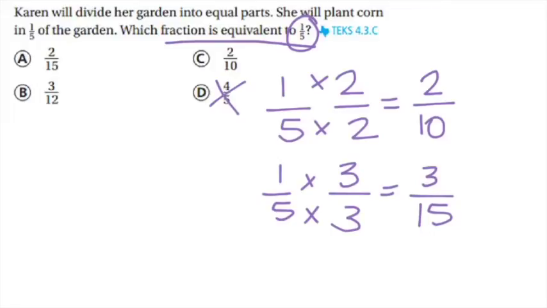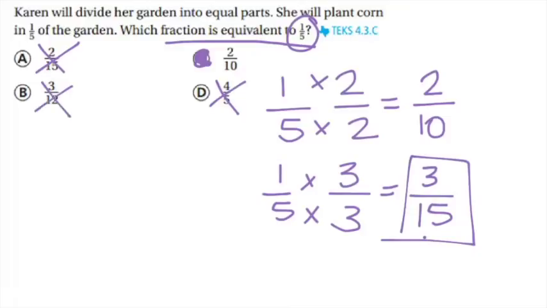Let's now look and see if either of those answer choices is there. And look, in fact, 2/10ths is there. Now I know the answer is not 2/15 because I got an equivalent fraction of 3/15. So I can rule that out. And I also know I can rule 3/12 out because, again, my equivalent fraction was 3/15. So we have proved that our answer is, in fact, 2/10.